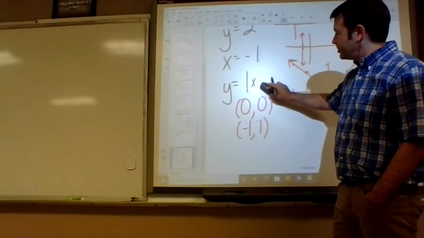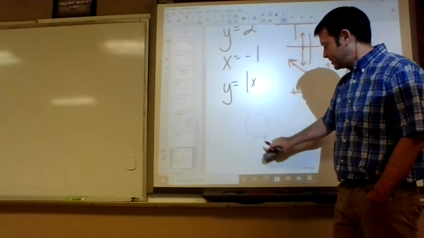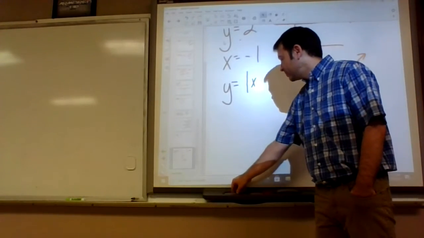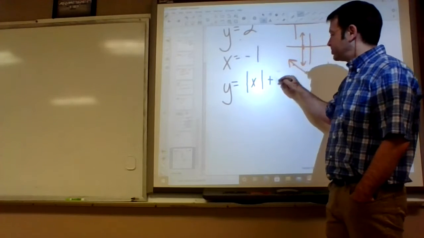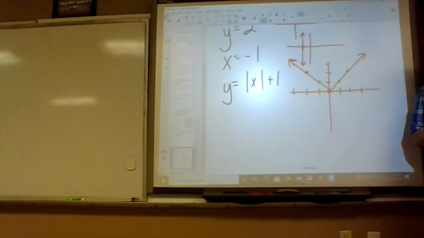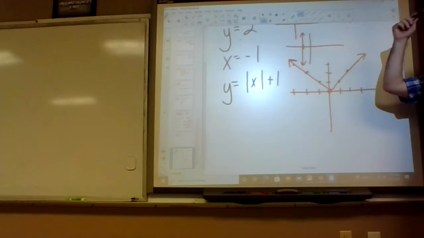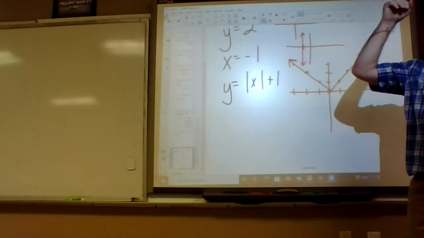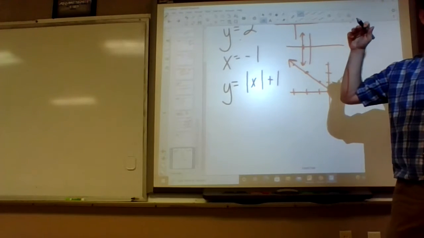Here's a question that we probably forgot. What if, instead of just putting x right there, I put a little +1 outside? It moves up 1. The graph goes up 1. It looks like number 8, right?